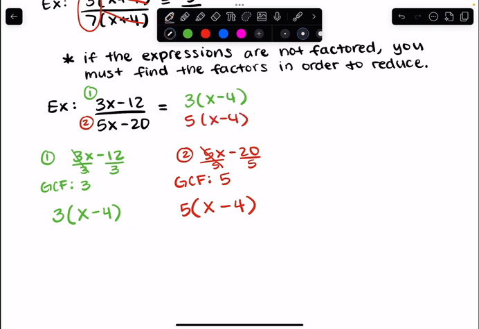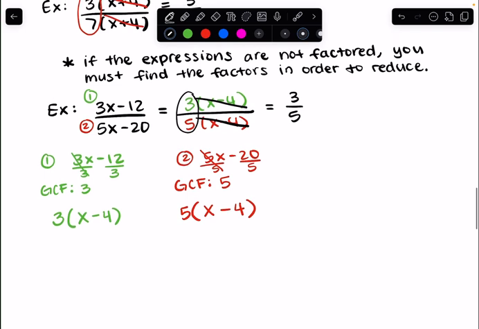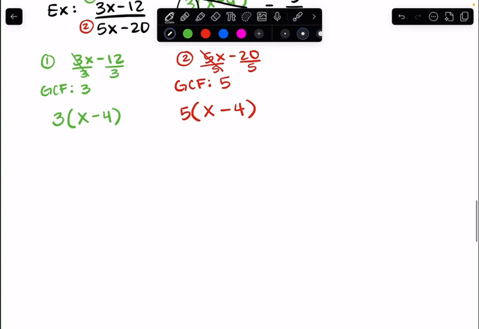And so now, after you have factored that, you can clearly see what you are going to cancel. So they both have an x minus 4, so that is what I will cancel out. And you're left with your 3 over 5. Okay, so that is how you put this in its lowest terms. Okay, so let's go ahead and do another example.